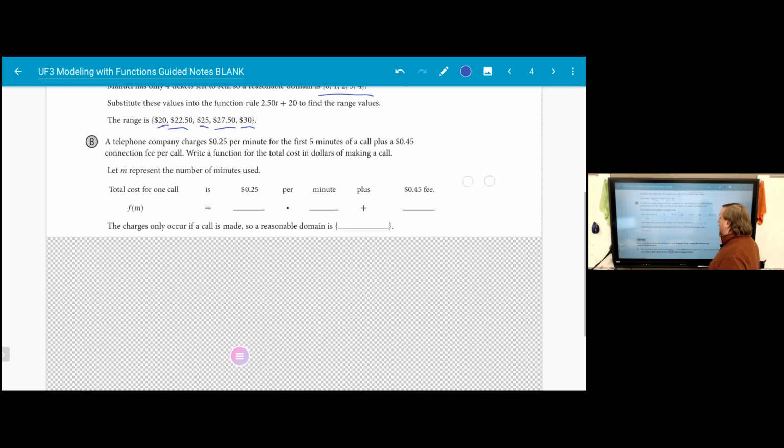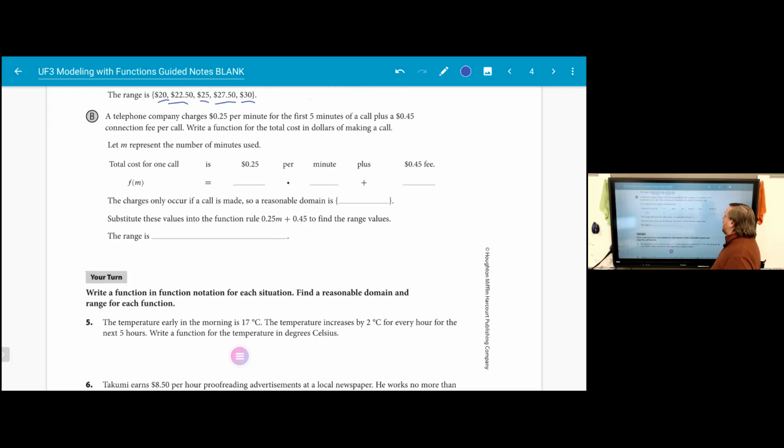A telephone company charges 25 cents per minute for the first 5 minutes of a call, plus 45 cents in a connection fee per call. Write a function for the total cost in dollars of making a call. M is minutes used. Again, so creative. The total cost for the call is 25 cents per minute, 0.25 times M, plus this 45-cent fee.